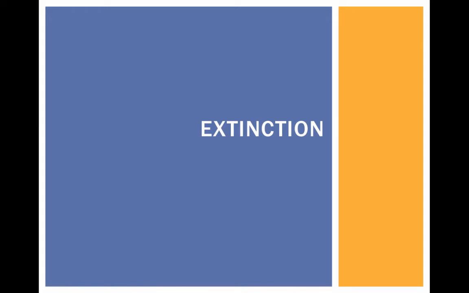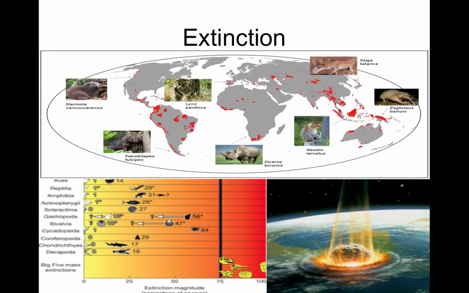Today we're going to talk about extinction. Extinction can be caused by different environmental factors, and if populations of species do not have adaptations that equip them to survive, they will eventually die out. If the conditions are changing more quickly than the species can evolve, they will eventually go extinct.